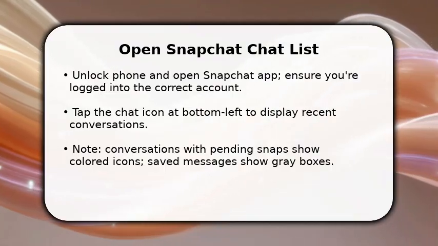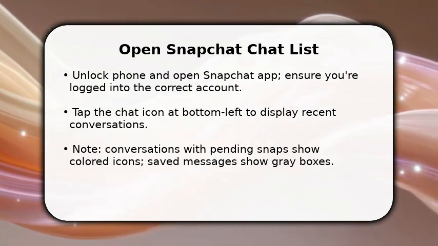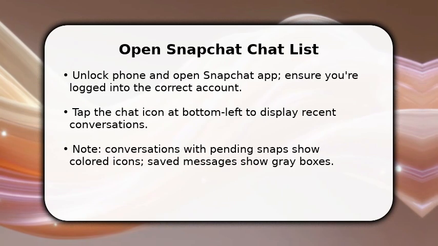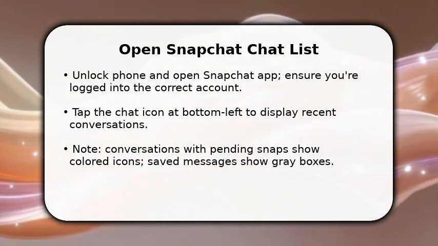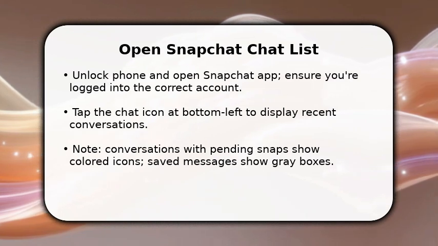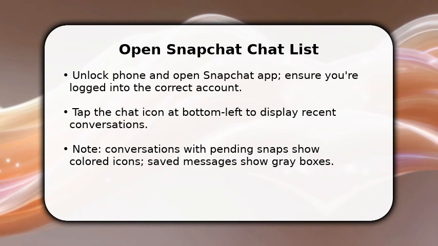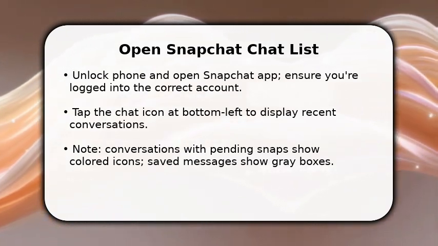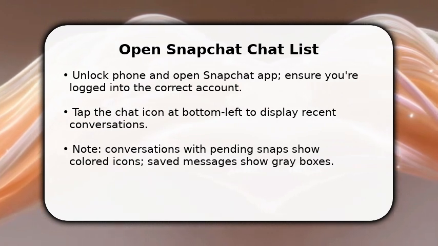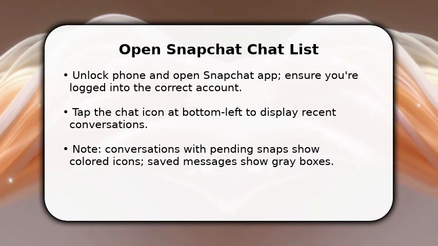You start by opening Snapchat and going straight to the chat tab so you can see everything at once. Tap the chat icon at the bottom left, then scan the list for chats you want cleared. If you see colored icons or gray saved markers, that indicates unopened snaps or saved messages. Make a mental note. Once done, long press one conversation to reveal actions like delete or clear, because this first tap exposes the controls you need to remove threads quickly.